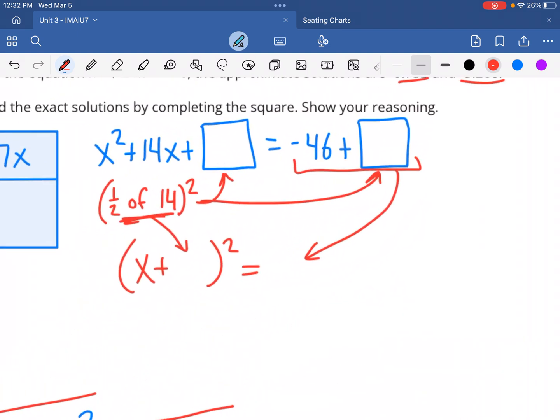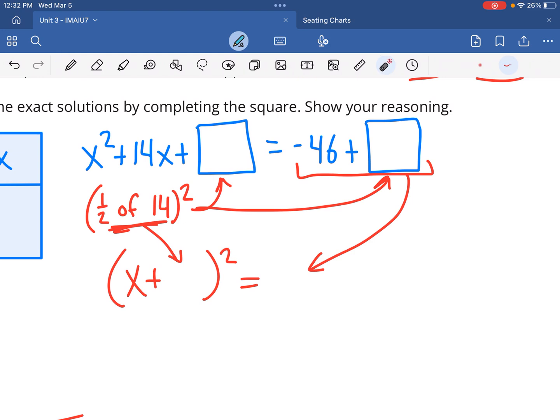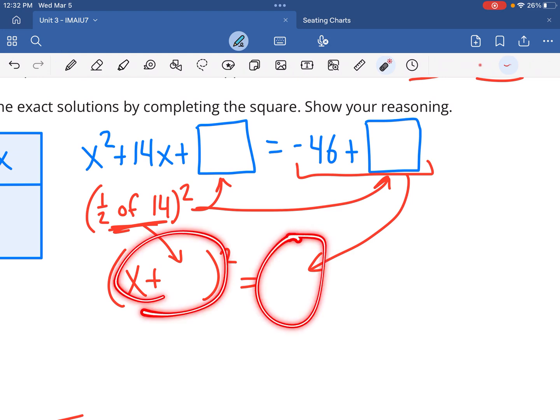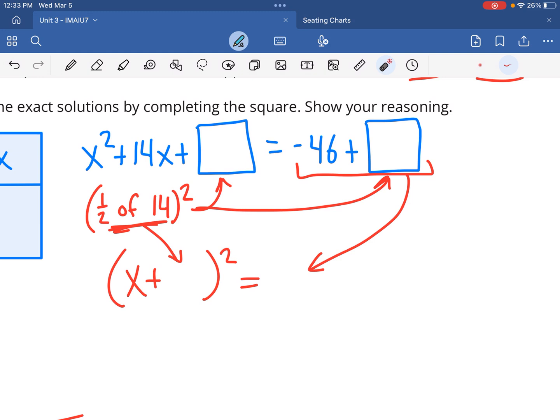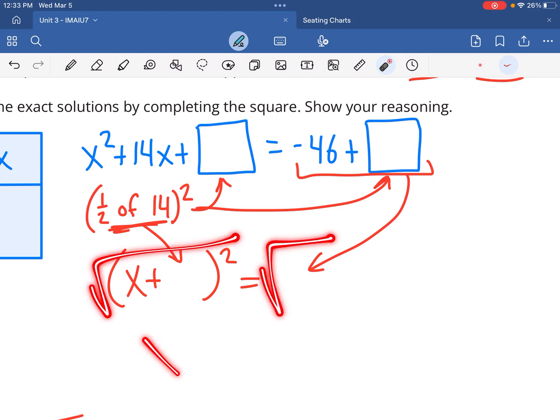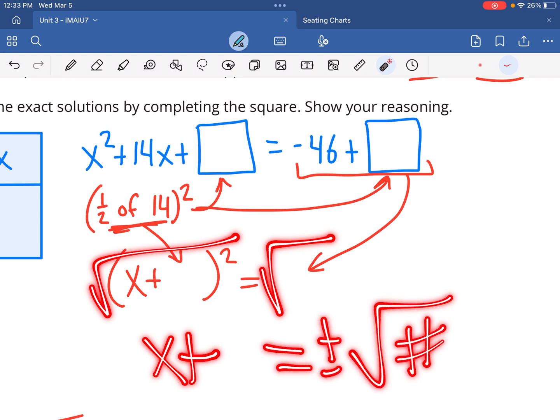You're going to do the same thing up here. You're going to get some sort of perfect square equals some number that you're not going to be able to take a square root of. So you're going to have x plus whatever equals plus or minus root some number. And you just have to go through the process of solving.